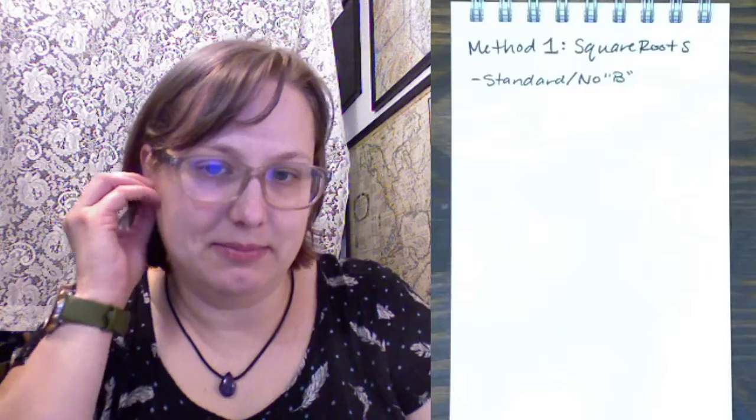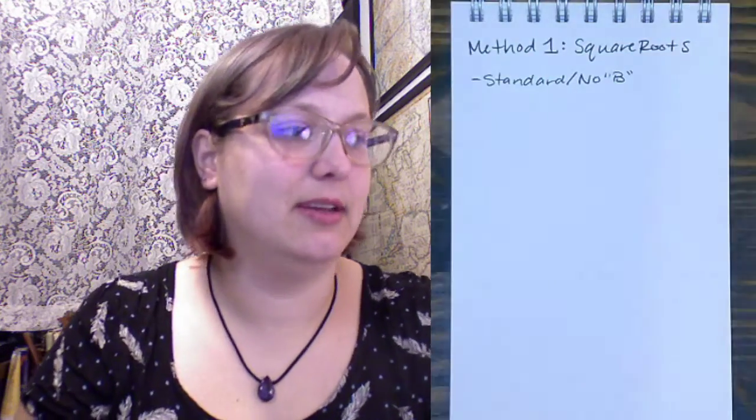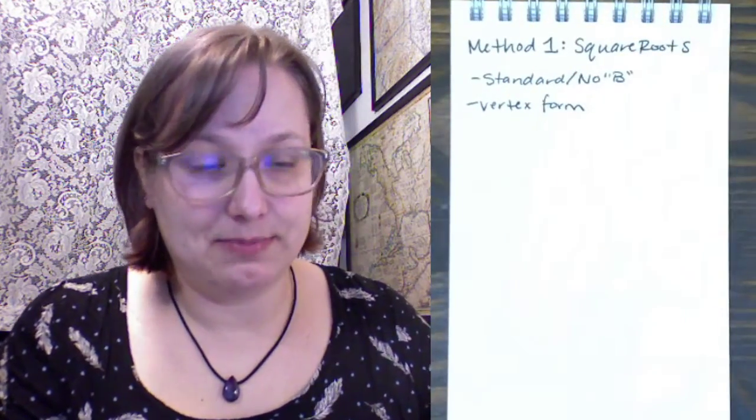So, okay, here's method 1, and these are not in any order. I'm trying to remember what I gave you for the assignment, but it's fine. So method 1 is square roots. Now this method's used if it's standard form with no b value. I totally forgot to do my intro scene on this. Oops. Or vertex form. Okay, so let's go through those.